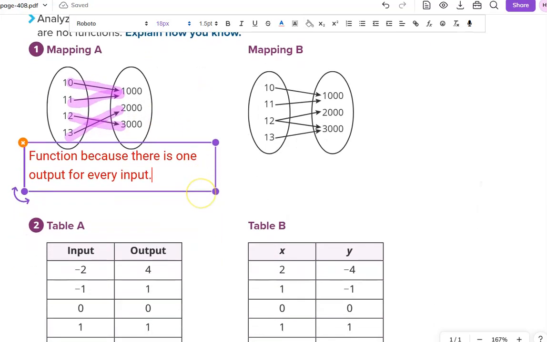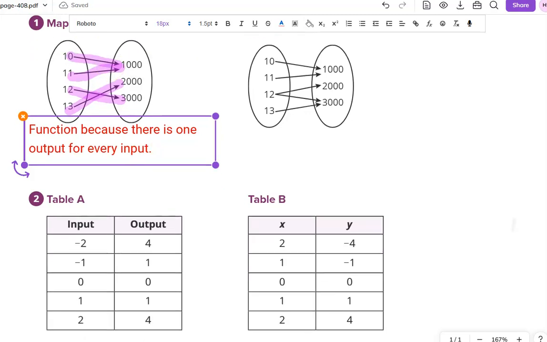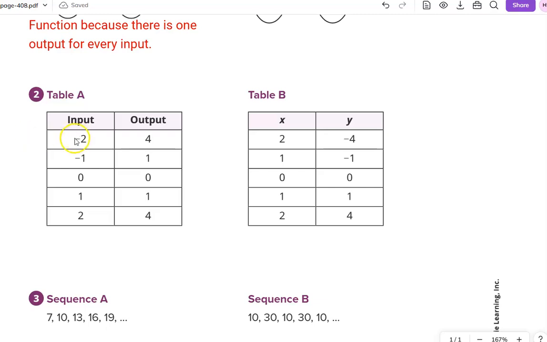So now you're going to do mapping B. As long as you only have 1 arrow going from the number, you're good. If you have 2 arrows going, then it's not a function. Okay, so now I'm going to look at table A. As long as I don't have any repeated numbers for inputs, then I'm good. So I'm going to highlight each number differently unless it's the same number. Then I'm going to highlight the same color. If I highlight more than 1 input the same color, then it's not a function.